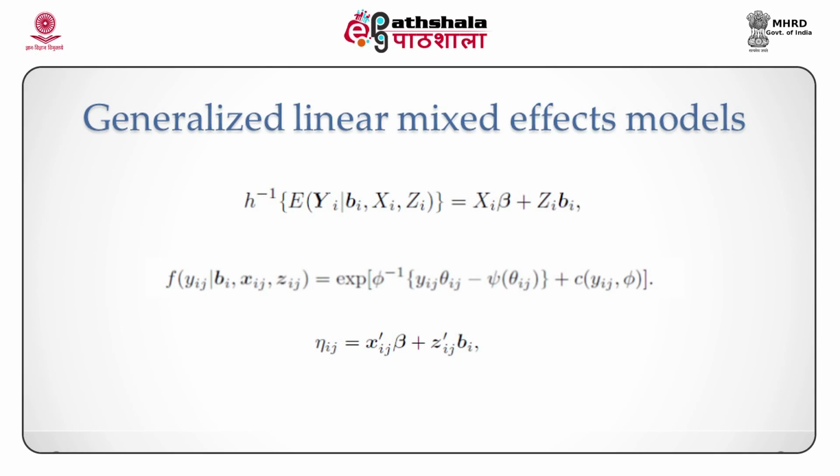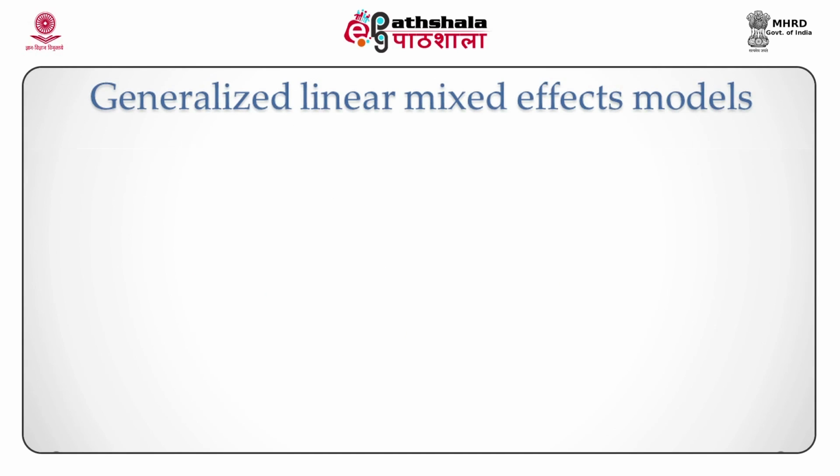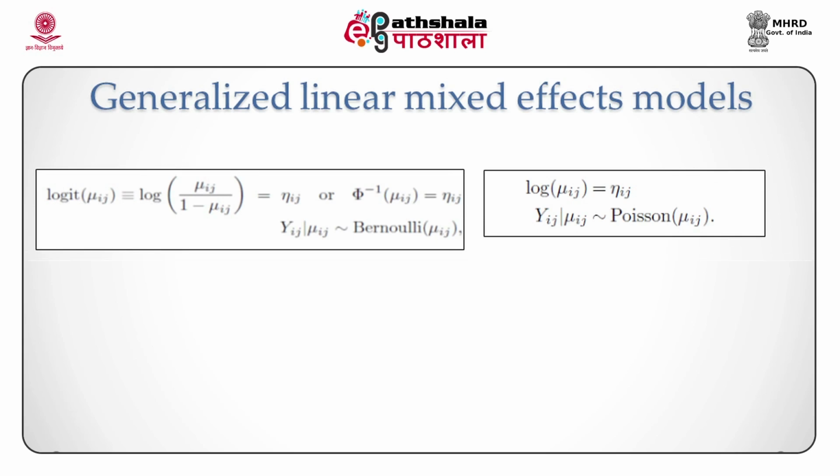So here are some common generalized linear mixed effects models. The first is logit of mu ij equal to log of mu ij over 1 minus mu ij equal to eta ij, which is the logit model. We can also have the probit model, which is phi inverse of mu ij equal to eta ij. Our assumption here is that y ij given mu ij follows the Bernoulli distribution with mean mu ij.